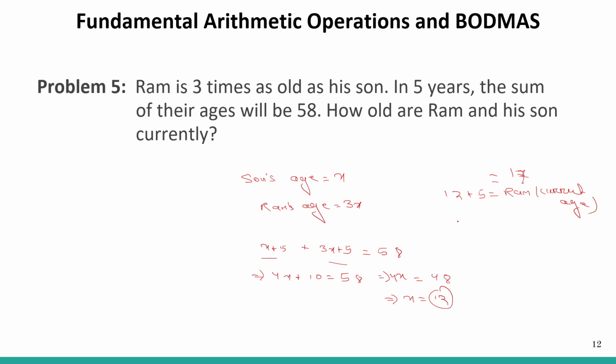And what is his father's age now? 3x plus 5, so 3 into 12 plus 5 is equal to 36 plus 5, which is 41 years. That is the father's current age. So the question ends here.